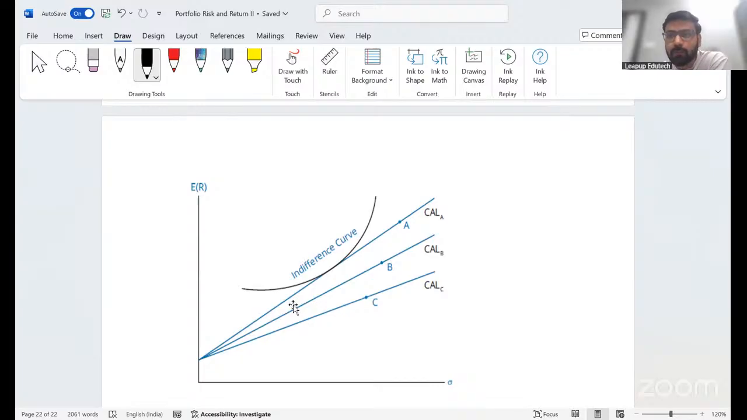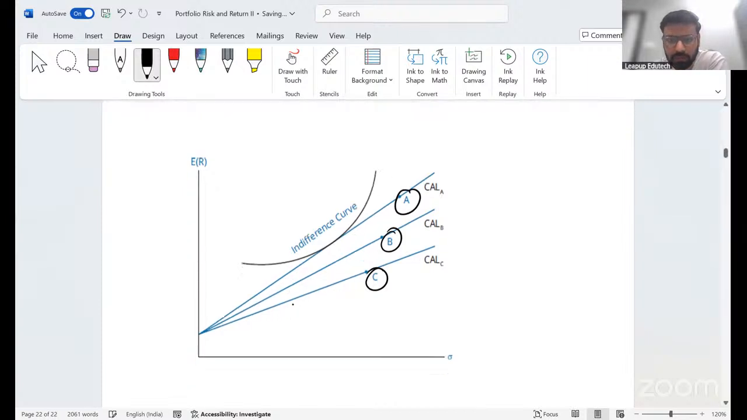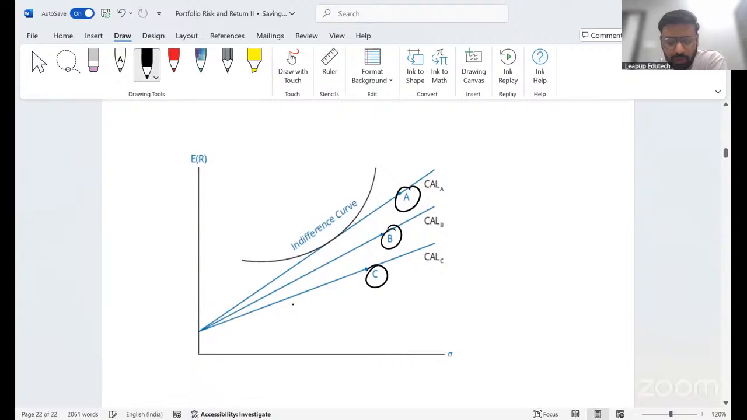Yes, sir. Portfolio A, which is a risky asset portfolio. Portfolio B, which is a risky asset portfolio. Portfolio C, which is a risky asset portfolio. There are multiple risky asset portfolios that are possible. I hope you guys understand this. Okay, sir, fair enough. There are multiple risky asset portfolios that are possible, but the risk-free asset remains here only.